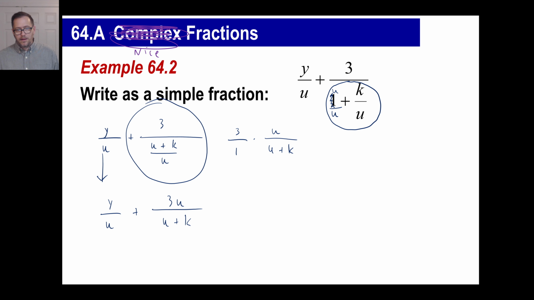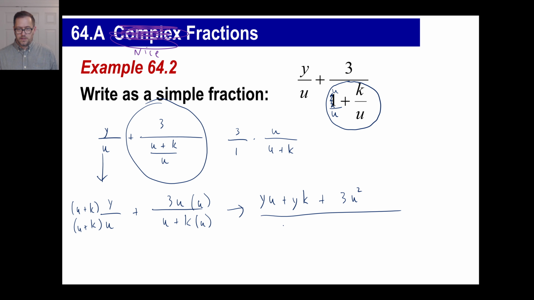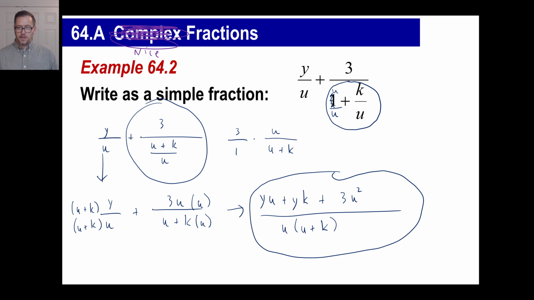All right, now common denominator. We need that. So obviously over here we're going to have to multiply by u plus k. And over here we're going to have to multiply by u. Now it gets interesting. Okay, so let's go yu plus yk, that takes care of that side, plus 3u squared. All of this is going to be over u times u plus k. I just flipped what was in parentheses there. Either way is fine. Okay, that is a simplified fraction because there's just one of them.